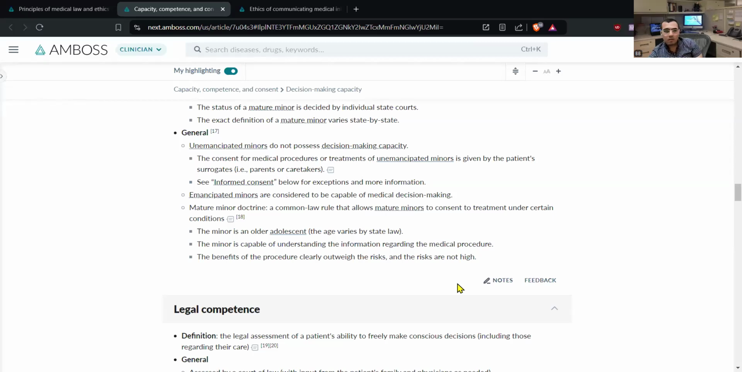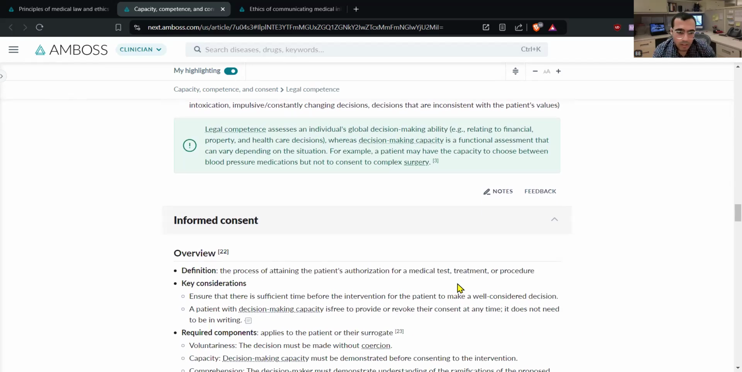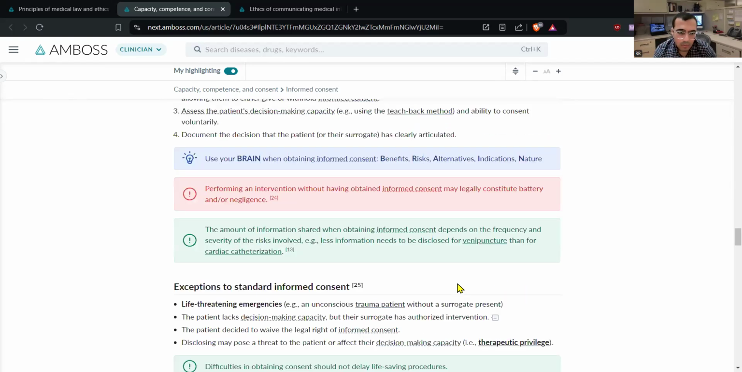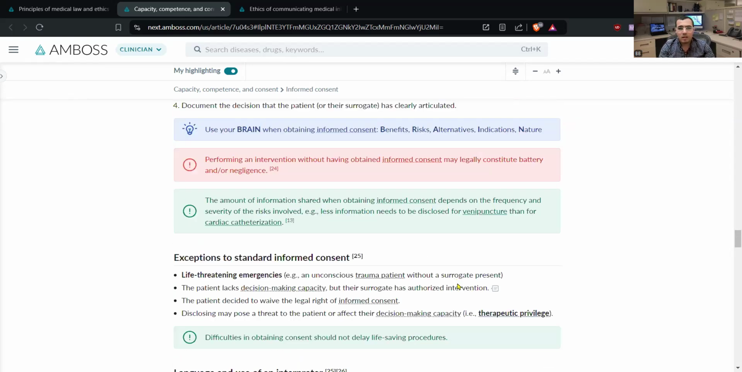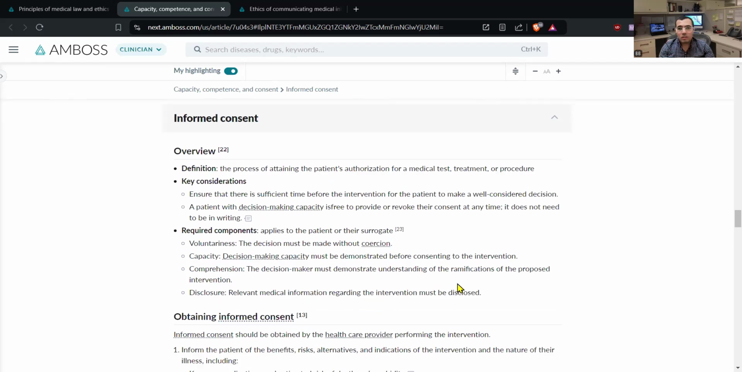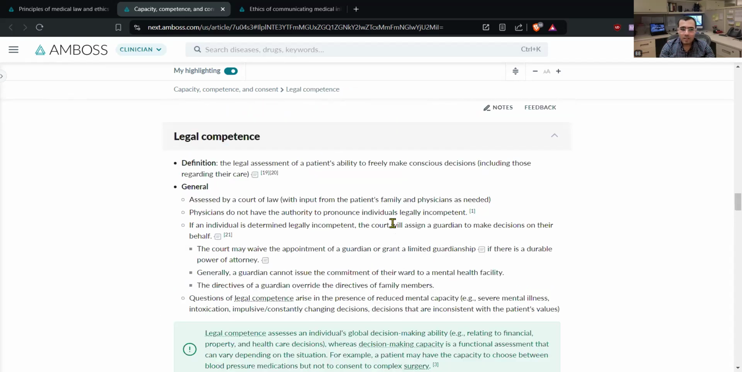Okay. We have been going now for more than 1 hour. We're going to take legal concept, legal competence, and informed consent, and then we're going to continue with our discussion and questions in the next session. Okay, let's continue with the legal competence.